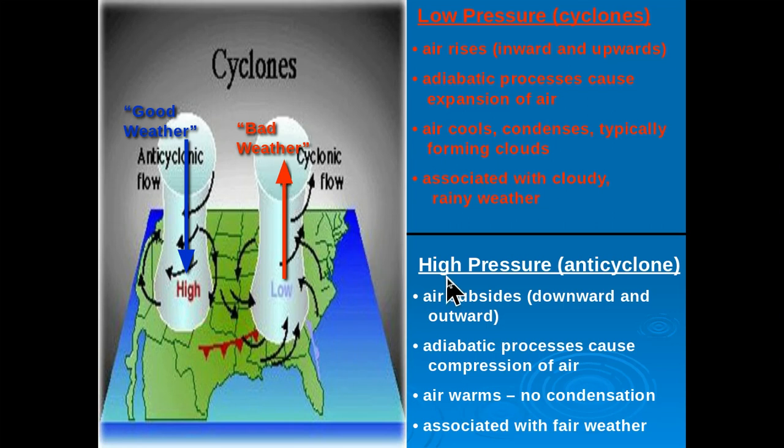On the other hand, if we come down to high pressure systems, again, air is subsiding, so it's moving downward. And here you see the air is now moving downward. We learned from adiabatic processes that when air moves downward, it begins to compress and become warmer. And as the air warms, it moves away from dew point, so there isn't any condensation taking place. And so anticyclones, high pressure systems, are related to good weather.